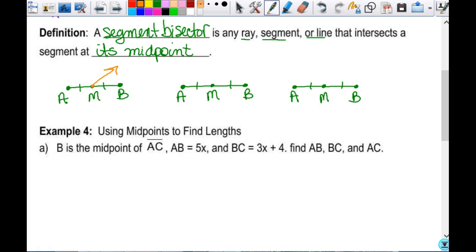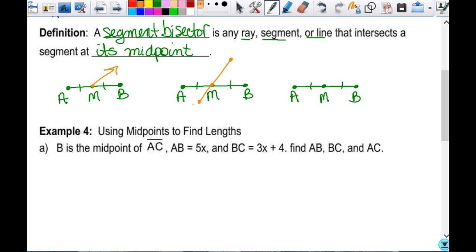I could have a segment like this. Now, in this picture here, the orange segment is a segment bisector. The green one isn't necessarily. So the orange one bisects the green one. The green one doesn't necessarily bisect the orange one. It could. They could bisect each other, but that's not always a given. Okay? So make sure that you're paying attention to which parts you actually know are congruent, and don't just think because they cross, they're going to cut each other in half.